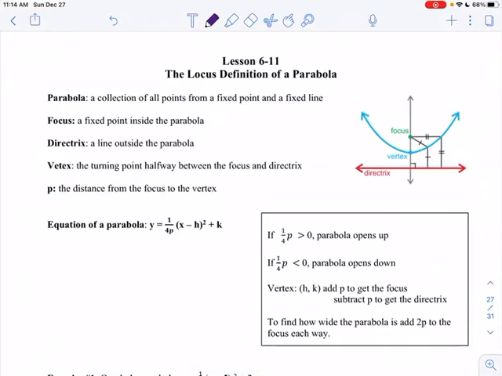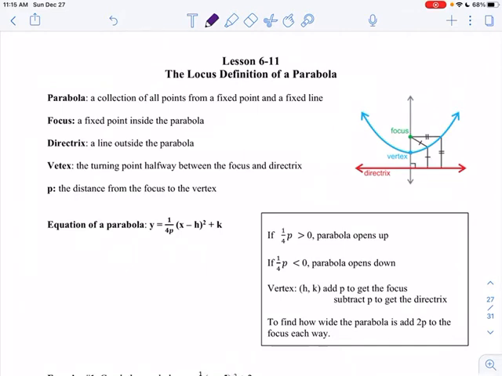Hi Algebra 2, this is Unit 6, Lesson 11, and today we're going to talk about the locus definition of a parabola. Alright, so we have some new terms to go over. My parabola is in blue right there. Vertex is something you're already familiar with. The vertex is the turning point. But new terms, let's actually look at the definition of a parabola.